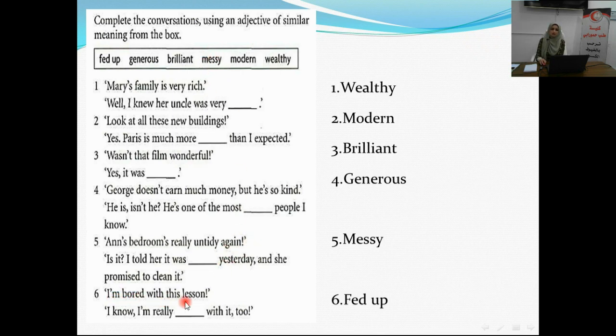Number six, I am bored with this lesson. And actually I'm not bored with this lesson. So I know I am really... with it too. So I'm going to say fed up. It carries the same meaning as bored.